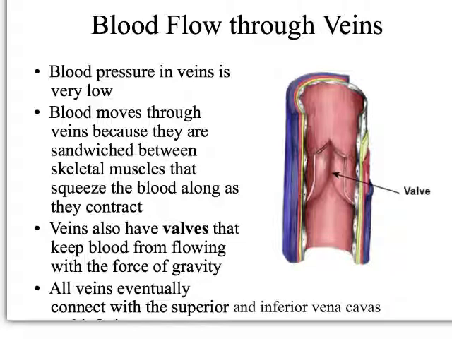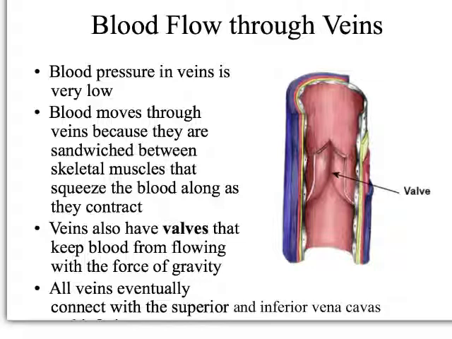So blood moves through the veins because usually they're going to be sandwiched between muscles that are able to squeeze the blood along as they contract. The veins also have valves inside of them. So arteries are kind of smooth inside.